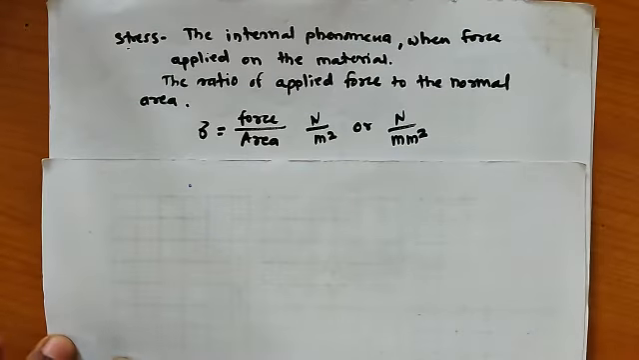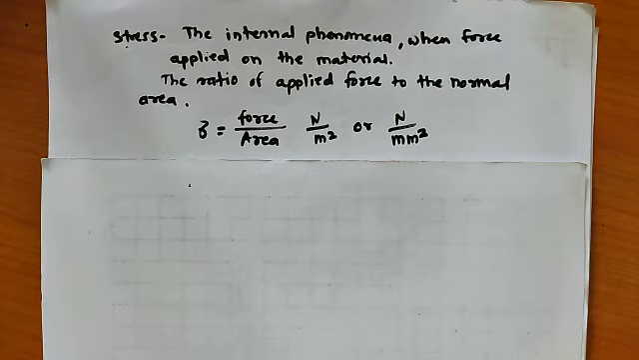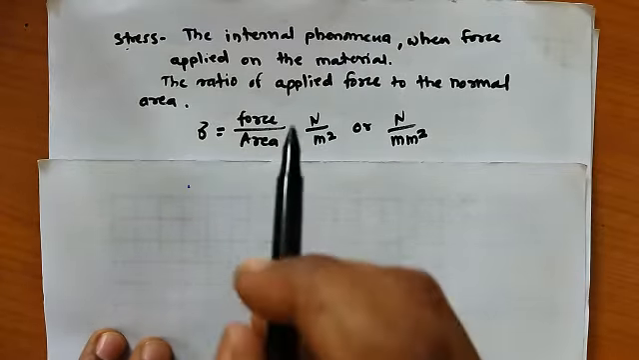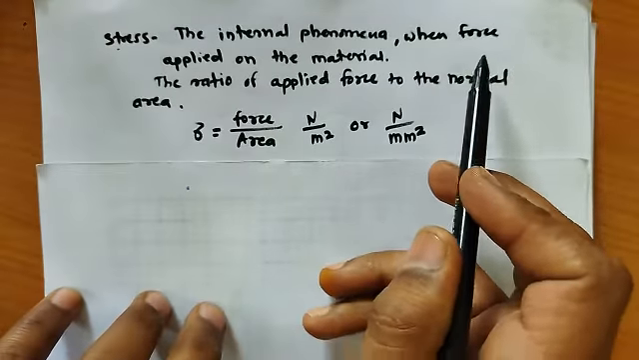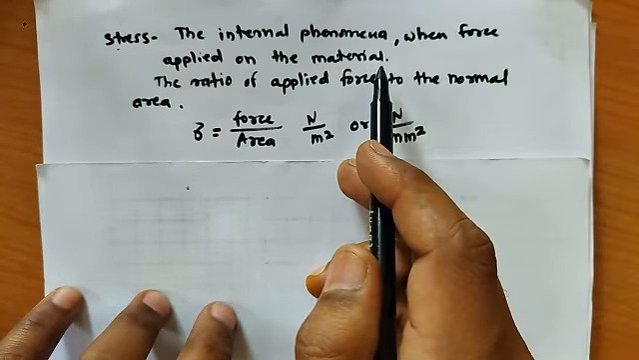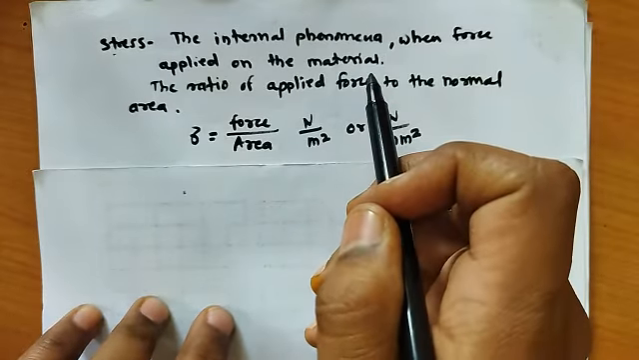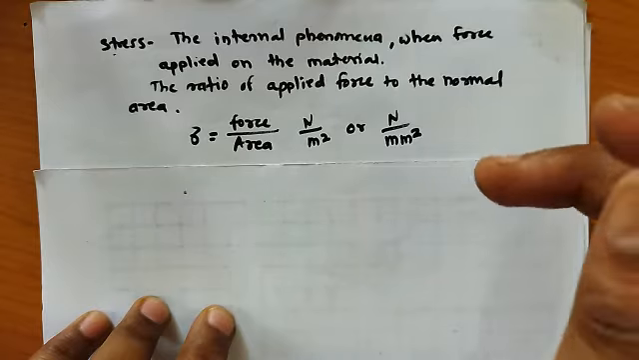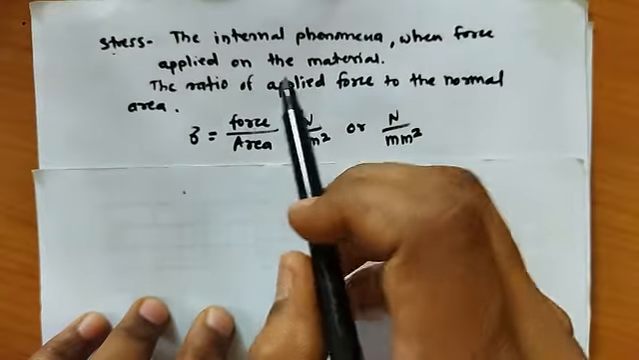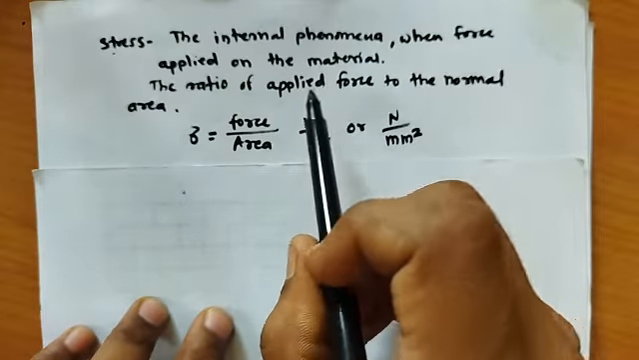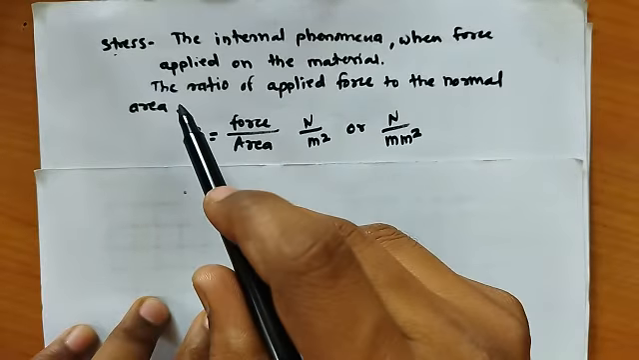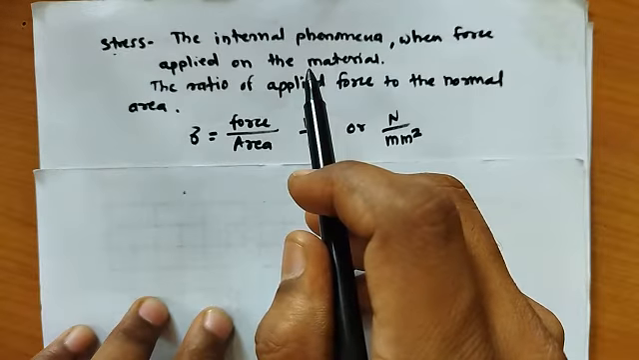Okay, first we'll see stress. What is stress? Stress is an internal phenomenon that occurs when a force is applied on the material. That means it is a resistance force inside the material. When we apply some external load to that body, resistance will be developed, and that resisting force will be available in the material.